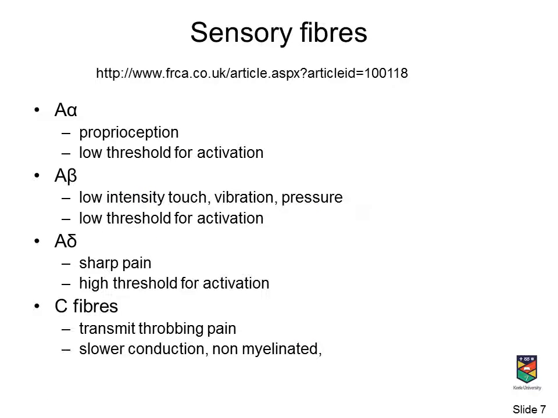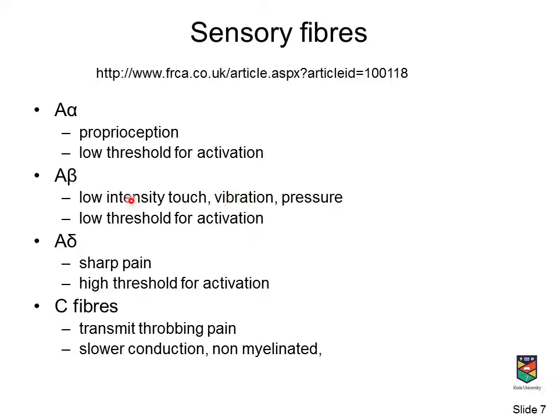Okay, let's now take a look at some of the sensory fibers that are involved in transmitting these signals. And the first one are the A-alpha fibers and the A-beta fibers. These actually aren't involved in pain transmission. A-alpha fibers are involved in proprioception, which is basically the knowledge of where your limbs are, and they have a very low threshold for activation. And A-beta fibers are involved in creating the sensation of touch, and again they have a low threshold for activation. So you want to be able to touch things and feel them very easily.